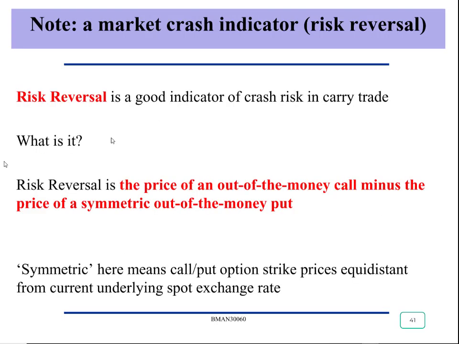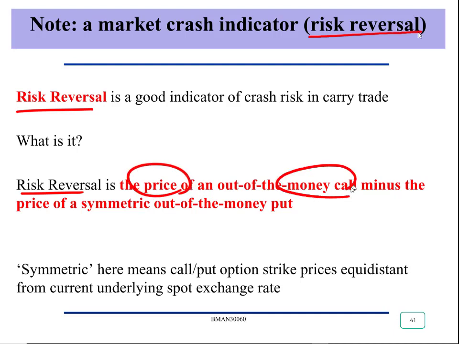I want to make a note. We have a well-known market indicator for crash. It's called risk reversal, computed with the option data. Risk reversal is a good indicator of the crash risk in carry trade. What is it? Risk reversal is the price of the out-of-the-money call minus the price of a symmetric out-of-the-money put. What is the meaning of this one? First of all, symmetric means call and put option strike prices are equidistant from the current underlying spot exchange rate. I will provide an example in the next slide to talk about this one more precisely.